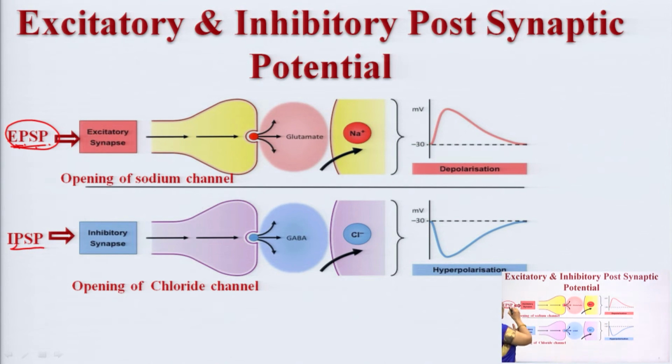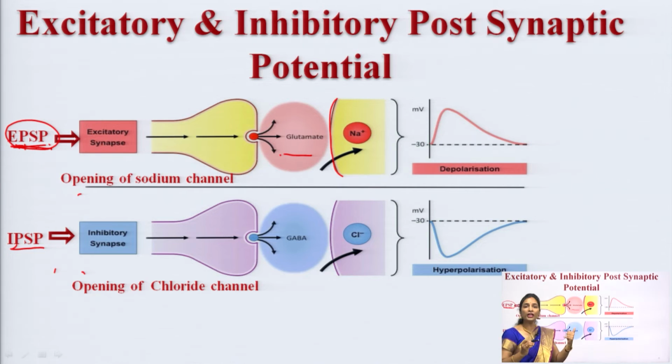I will explain one more time. What is an EPSP? EPSP is an excitatory postsynaptic potential. What is excitatory postsynaptic? The excitatory neurotransmitter is going to show its action on the postsynaptic neuron, right? So, what is the excitatory neurotransmitter here? Glutamate is an excitatory neurotransmitter. Once the glutamate excitatory neurotransmitter is released into the synaptic cleft, it will go and bind to the postsynaptic neuron.